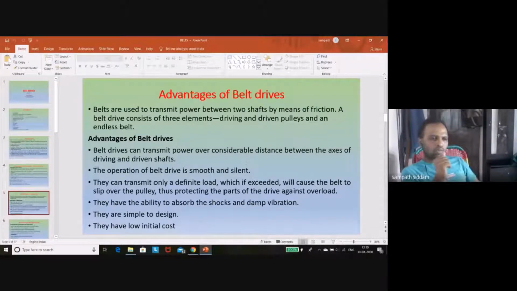So now let's focus on the major topic in your syllabus, which is belt drives. Belts are usually used to transmit power from one end to the other over a very long transmission distance, between two shafts by means of friction. You have one shaft over here, another shaft over here. This shaft is rotating as the driving member, and the other shaft is rotating as the driven member, or the follower.